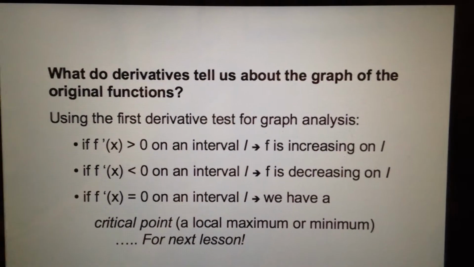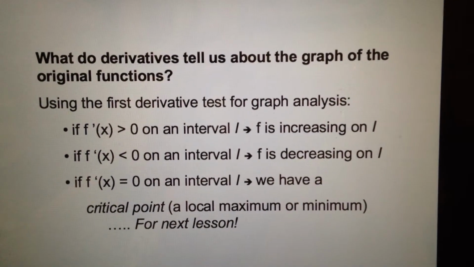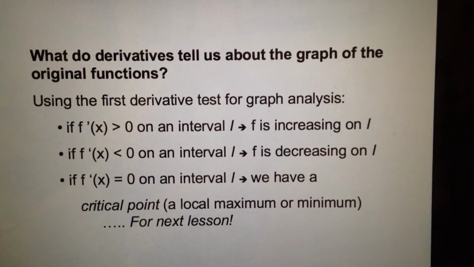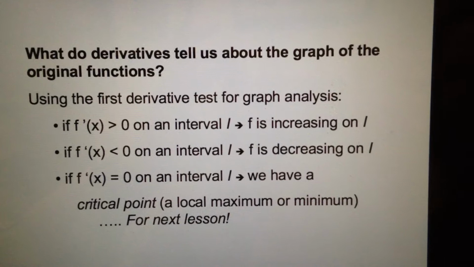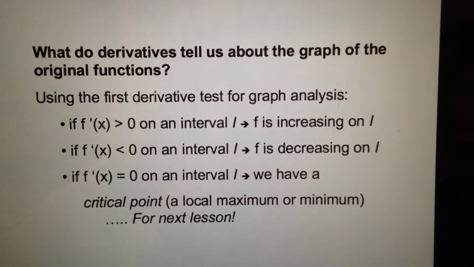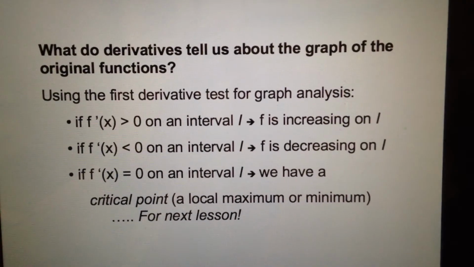And if the first derivative, f prime of x, is less than 0 on that interval, then the function is decreasing on that interval. And if f prime of x equals 0, which means the function has a 0 slope, we have a critical point, and it could be either a local maximum or a minimum, which we will go into in our next lesson.